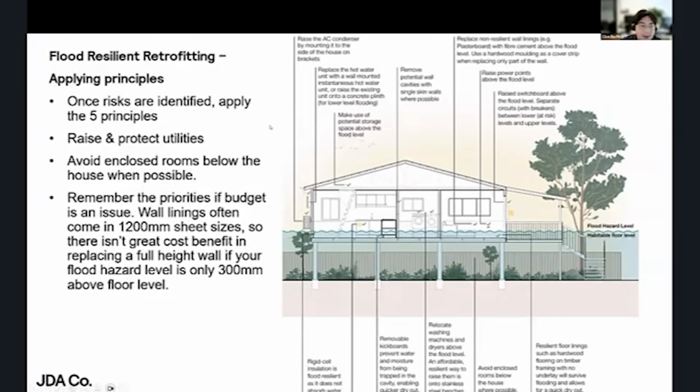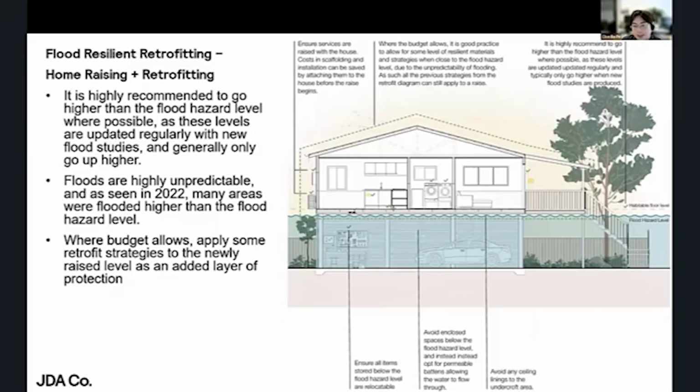The guide goes through applying these principles to a typical house on stumps. Things like, you can get sheet sizes in 1200 high, so you don't have to replace the whole wall linings if cost is an issue. And then house raising, which is a great benefit of existing timber homes on stumps.